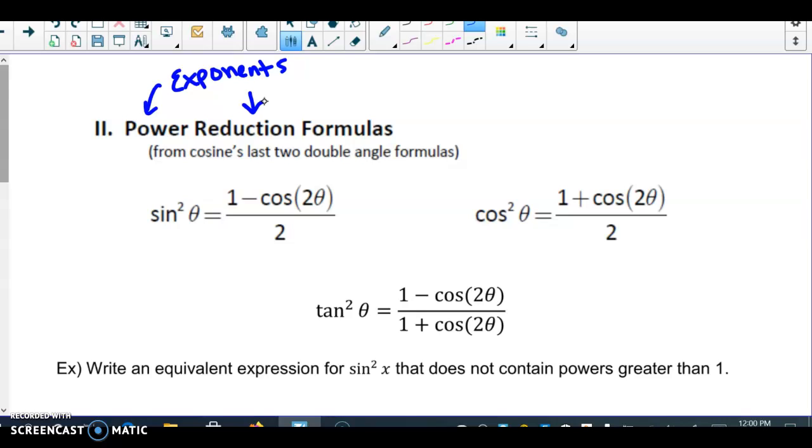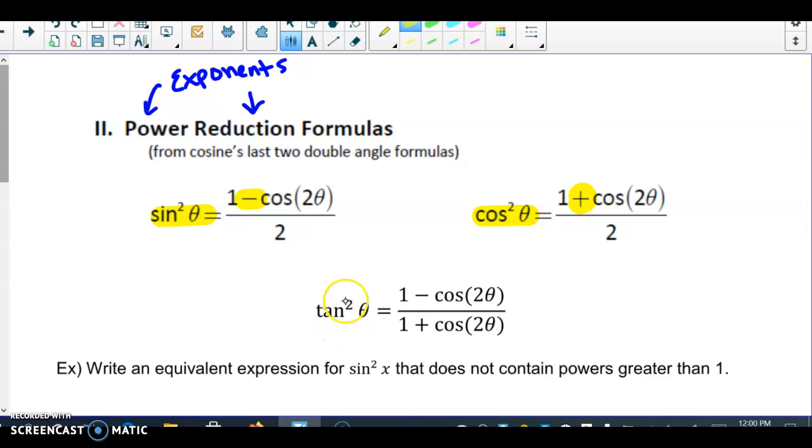But what you can actually do is, if you need for some reason in your future calculus classes or whatever, and you need to have an expression that does not have any exponents other than 1, you can use your power reducing formulas that are listed here to be able to take your powers down. So sine squared is 1 minus cosine of the double angle divided by 2. Cosine squared is the exact same formula. Notice that the only thing that's changed is the minus to a plus.